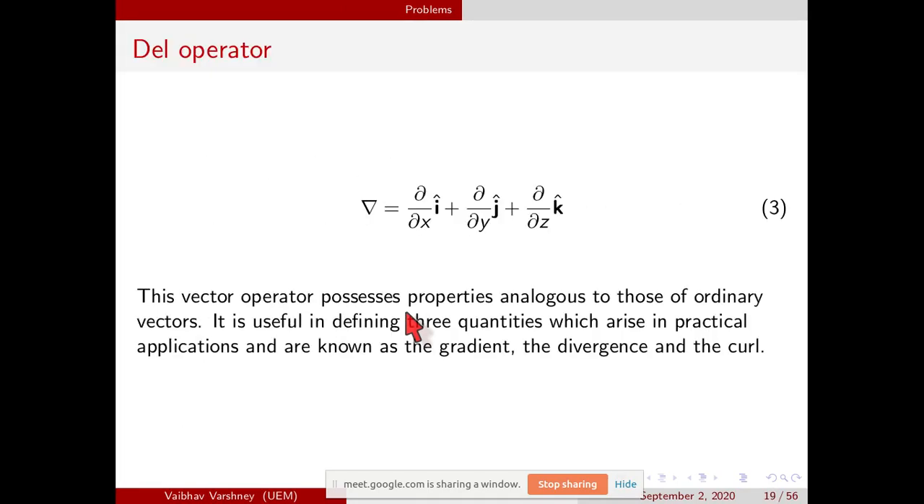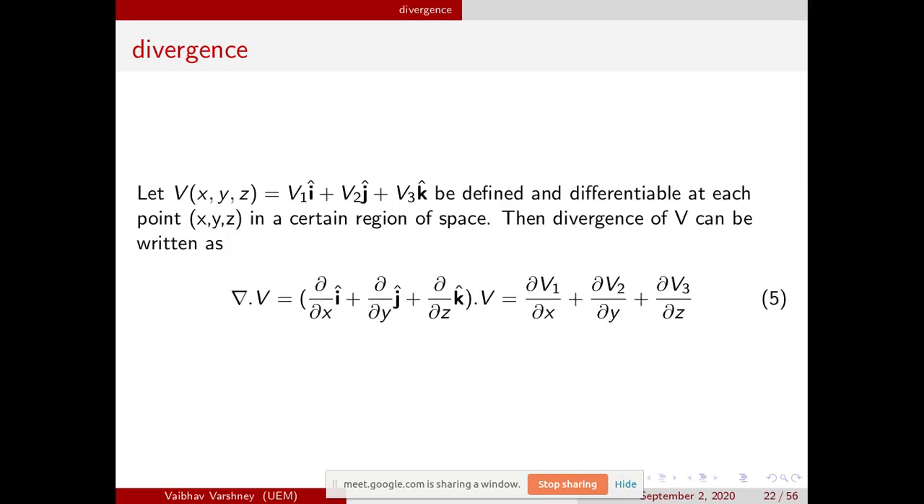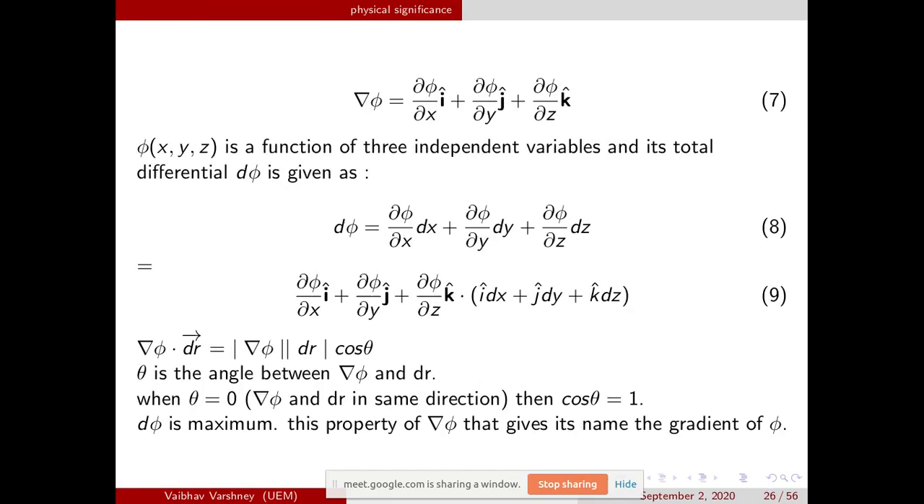So this del operator is clear, this gradient is clear, this problem is clear. What is the physical significance of curl? I showed you today in all the calculation that if you solve this omega cross r, we will get 2 times omega. This means basically the curl is defining the rotation. So let's discuss the gradient.